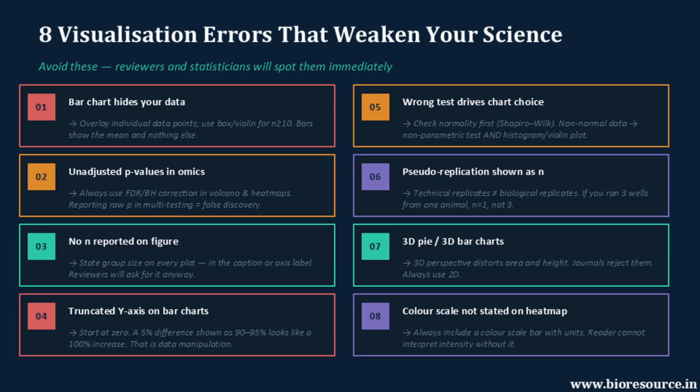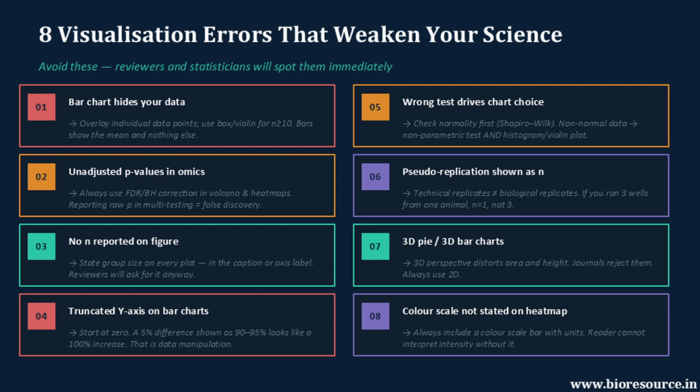Now let's look at the mistakes that can weaken an otherwise strong study. First, using bar charts that can hide raw data. Second, using unadjusted p-values in omics. Third, failing to report sample size. Fourth, truncating the y-axis on bar charts. Fifth, choosing the wrong statistical test because you never checked the distribution.